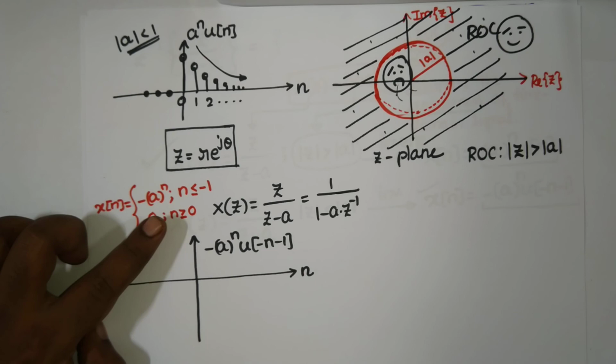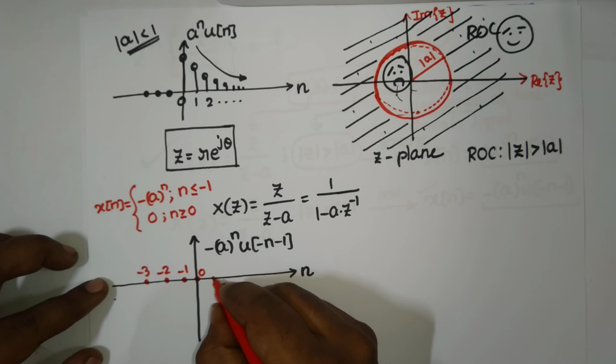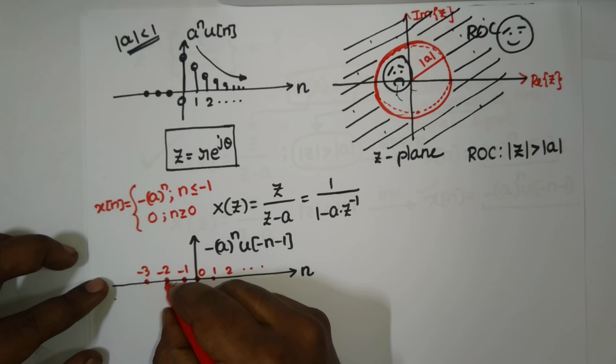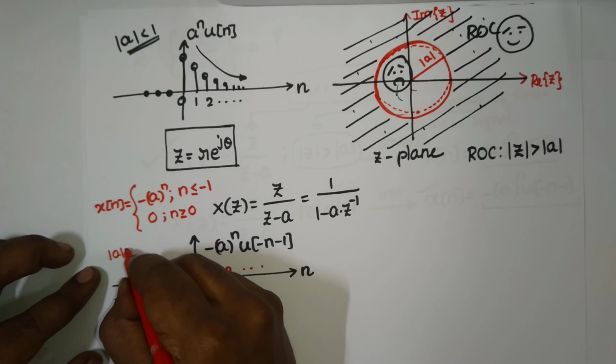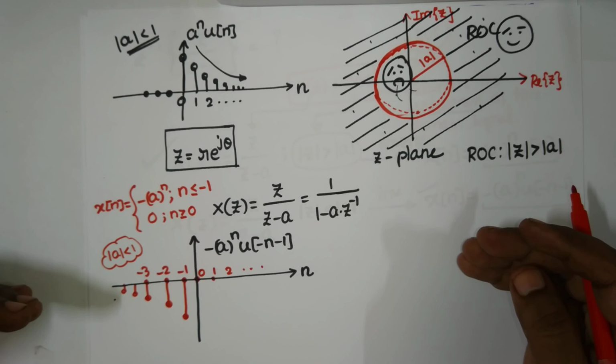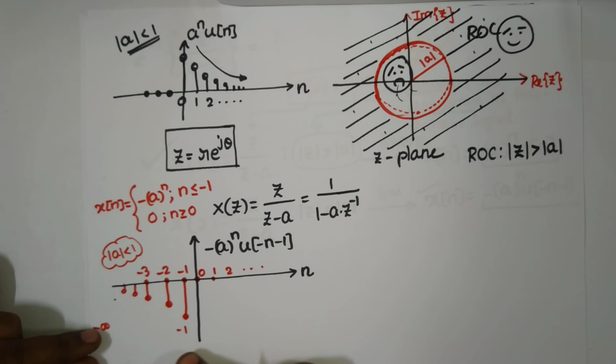So this is my minus 1, minus 2, minus 3, and this is 0, 1, 2, and so on. Now it has life here. This is very important to understand. In this case also we have chosen modulus of a less than 1; only then will the sequence go like this. This sequence runs from minus infinity to minus 1. So from minus infinity to minus 1, there is life.